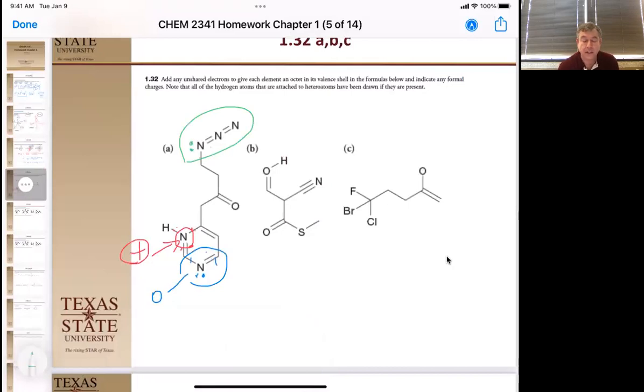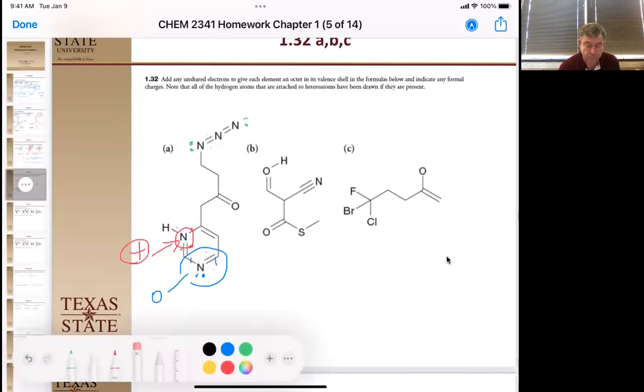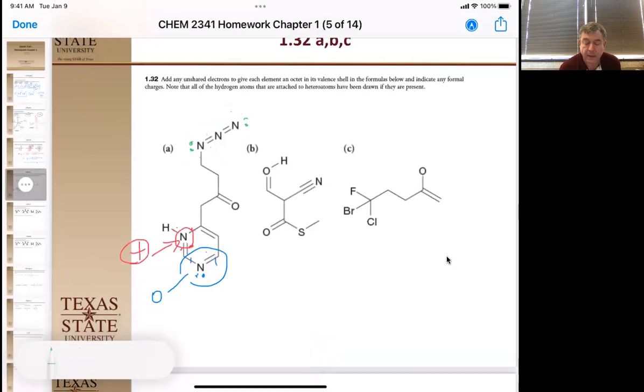Okay, so let's look at the center nitrogen. It has 1, 2, 3, 4 bonds. Each of those is 2 electrons. It has an octet, so it's done. Now this top one here has 2 bonds, so it only has 4 electrons around it. So we're going to have to put 2 lone pairs to make it into our octet. And that'll give us that structure there.